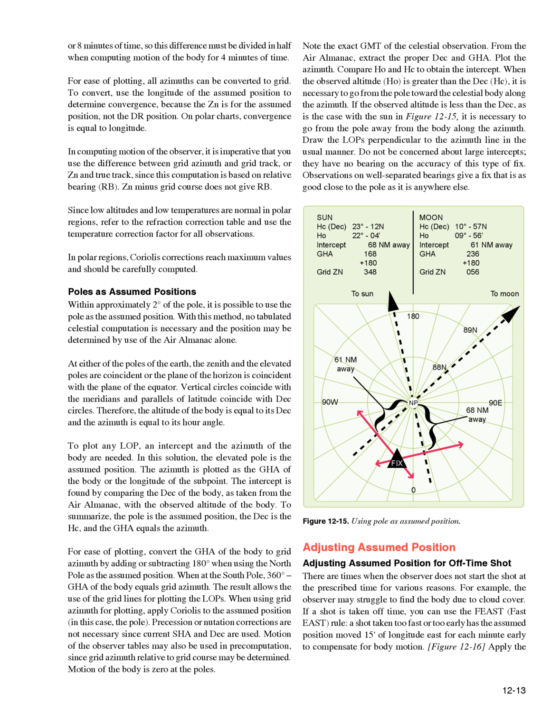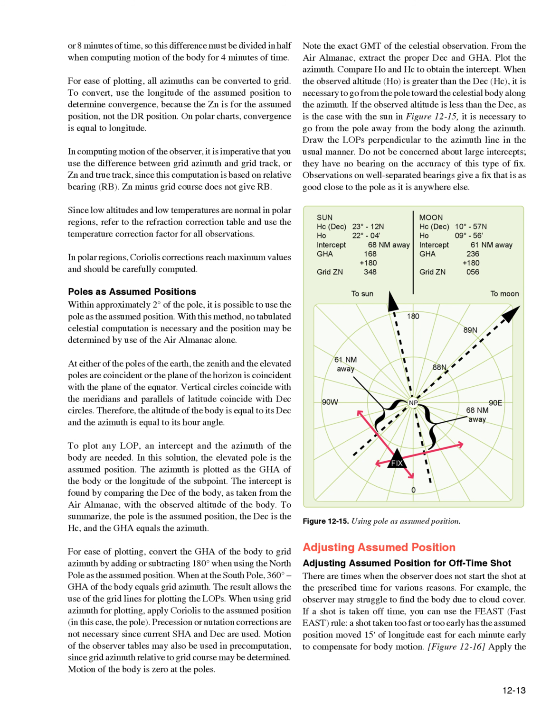Adjusting assumed position for off-time shot. There are times when the observer does not start the shot at the prescribed time for various reasons. For example, the observer may struggle to find the body due to cloud cover. If a shot is taken off-time, you can use the fast east rule. A shot taken too fast or too early has the assumed position moved 15 minutes of longitude east for each minute early to compensate for body motion.